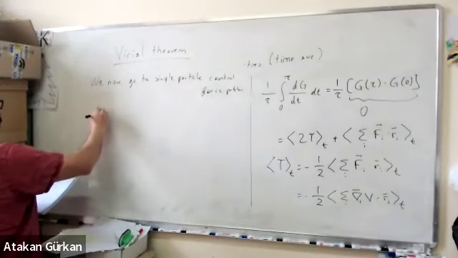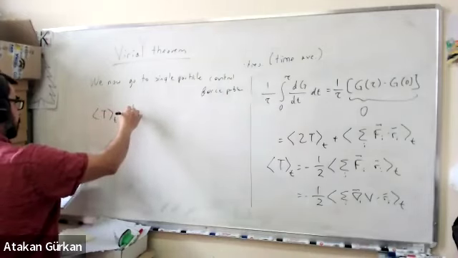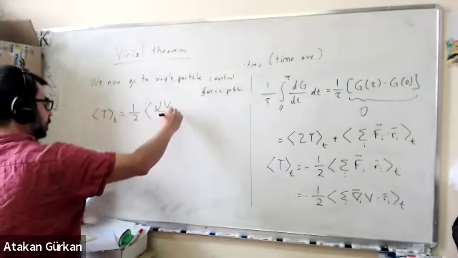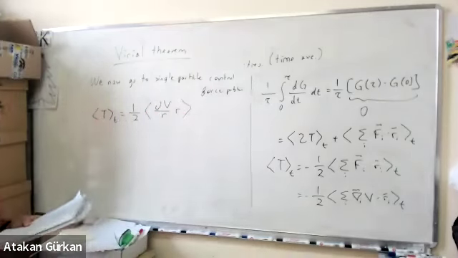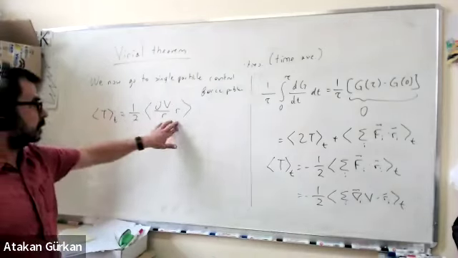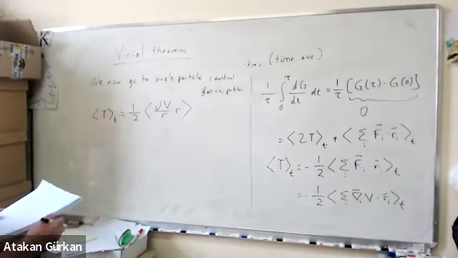Okay, so our time average of the kinetic energy is going to be a half ⟨v·∇V⟩, that is, dV/dr times r. Our potential only depends on r, so the gradient has just one component, the r component, and so this just becomes a normal product. It's a normal gradient.